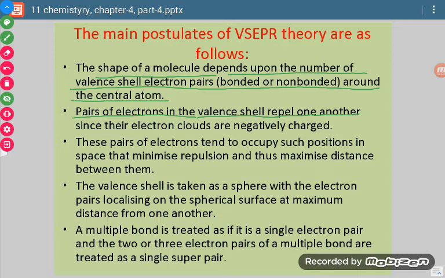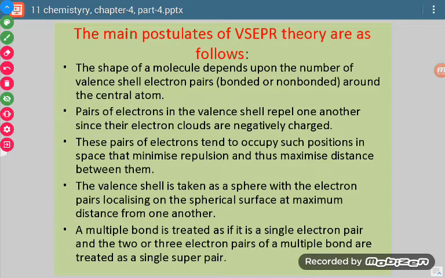Now, pairs of electrons which are in the valence shell repel each other. Why do they repel each other? Because electrons carry negative charge. So their electron clouds are negatively charged and similar charges repel each other.